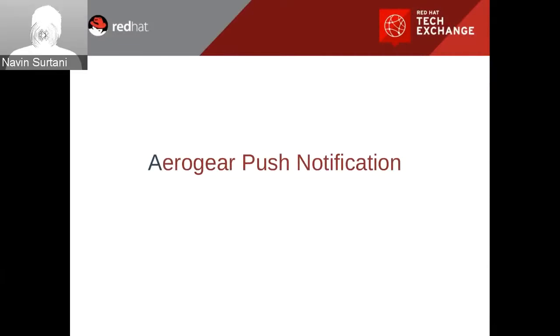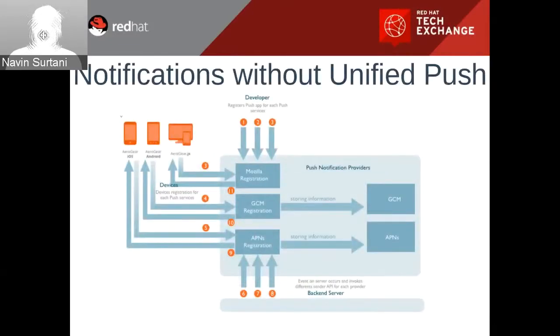So what are AeroGear push notifications? Quickly on these two slides, typically without Unified Push, a developer will have to register for Simple Push capabilities, Mozilla registration. He will also have to do the Google Cloud registration in his code, and also the APN registration. That's typically what existing push notification providers require you to do, and so it's a lot of specific application coding for each of these cloud notifications.